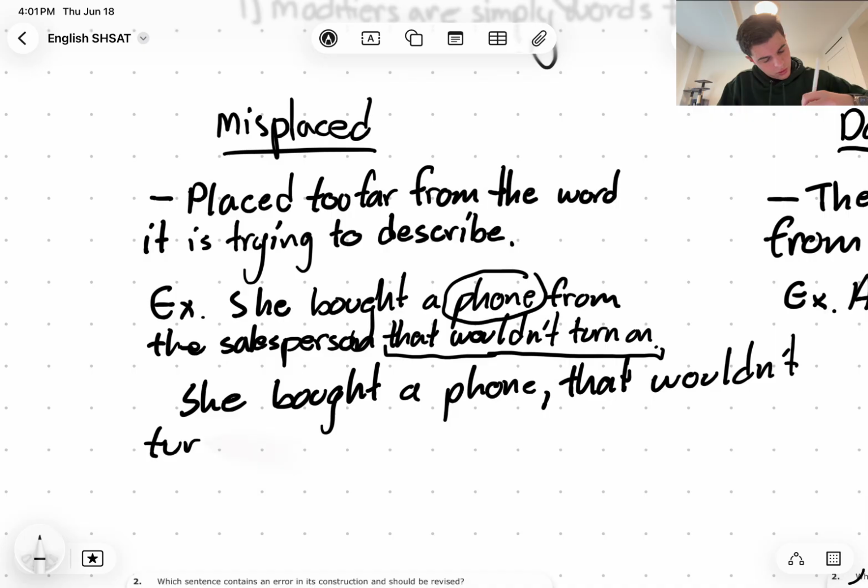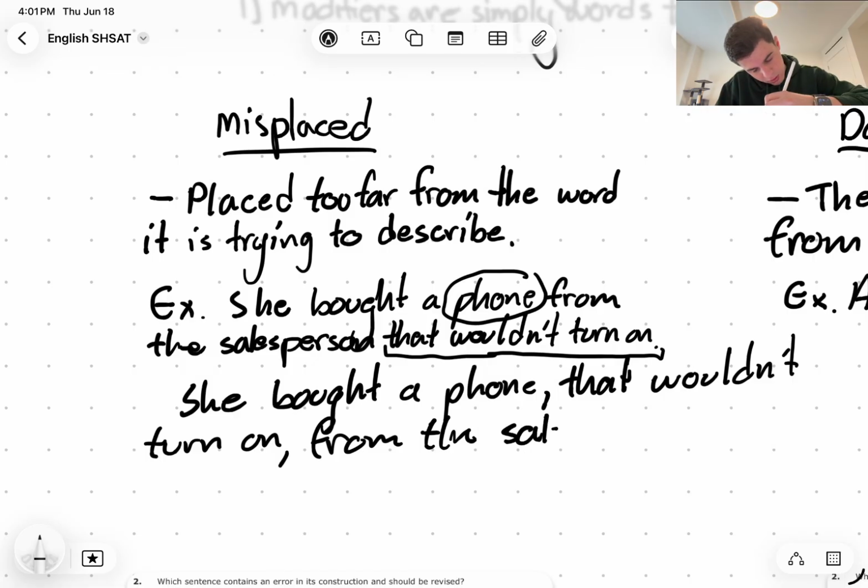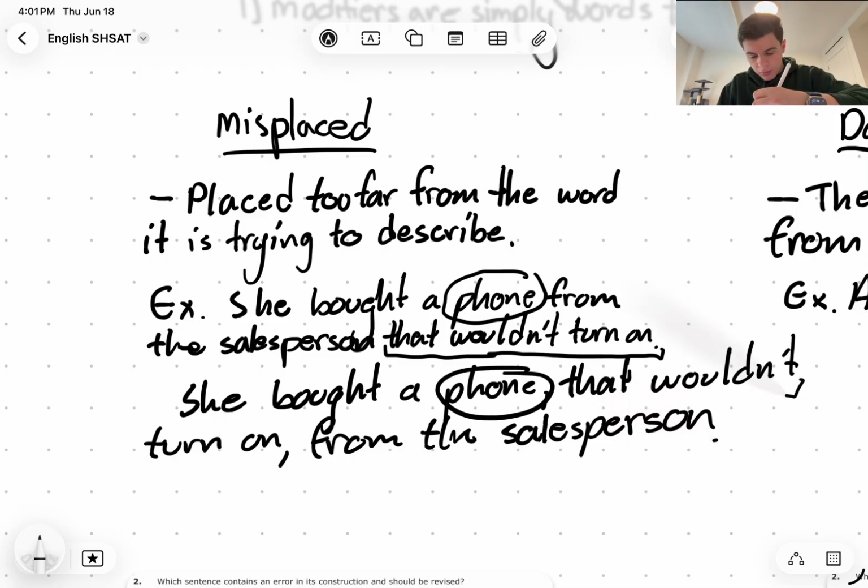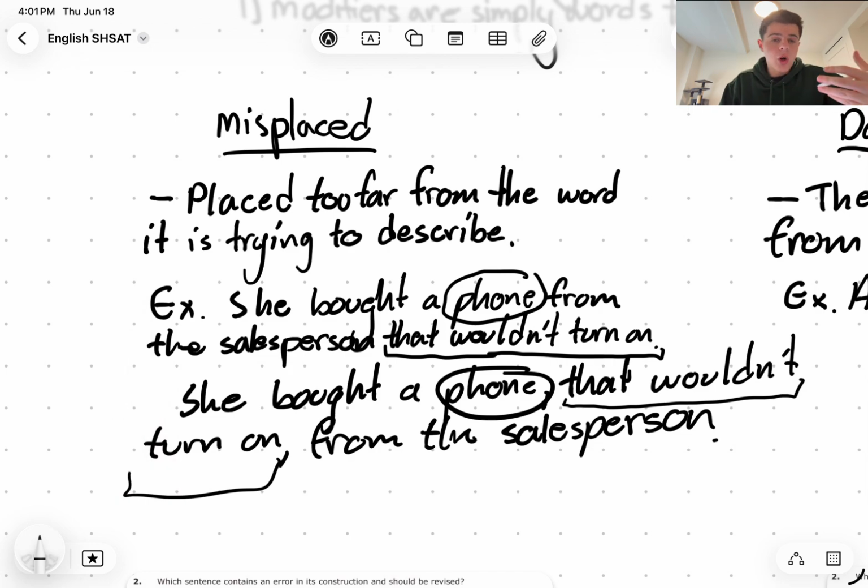from the salesperson. Right? Because now it's clear that the modifier is acting on the phone and not on the salesperson. And that's what a misplaced modifier is, when the modifier accidentally is kind of modifying the wrong thing, not what you were trying to modify. So that's the first type of mistake with modifiers we have.